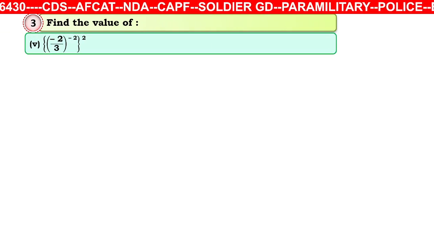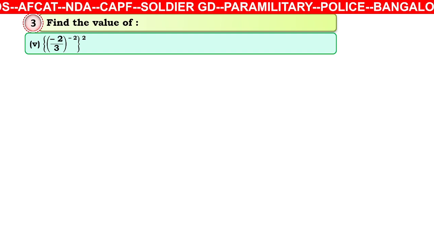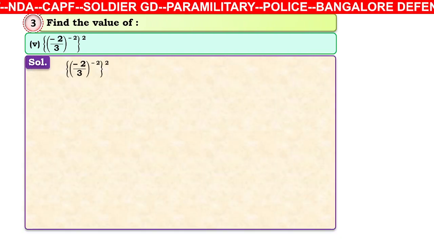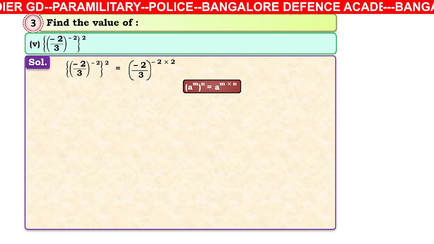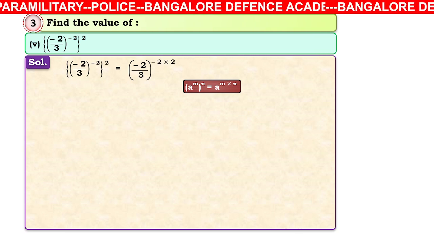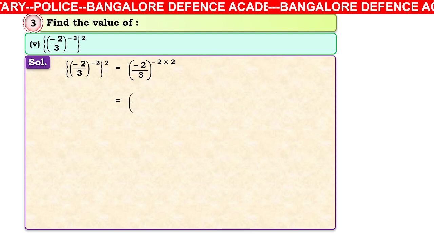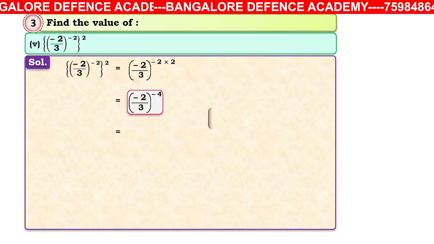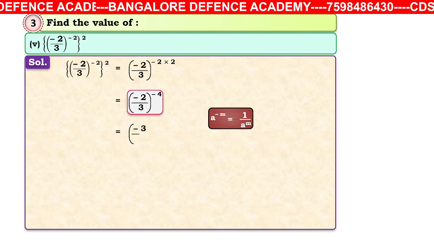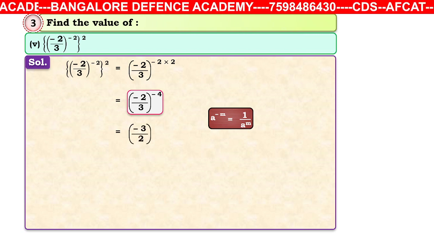Okay, next. Minus 2 by 3 to the power of minus 2, and we are going to solve this now. First multiply the powers here. So you get minus 2 by 3 bracket to the power of minus 2 into 2, you get minus 4. So now I am going to take the reciprocals. I get 3 by 2. I get 3 by 2 and the minus sign continues. It is equal to 4.